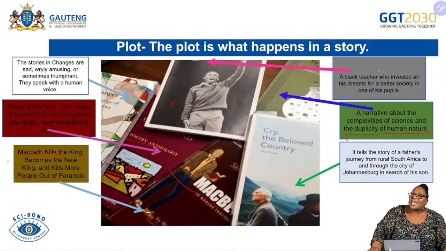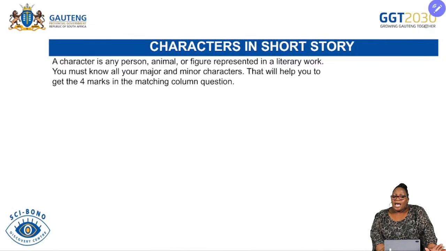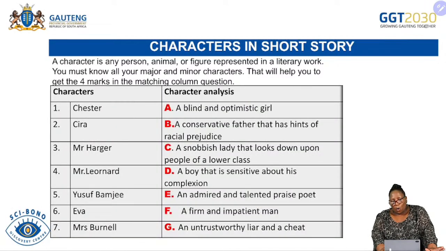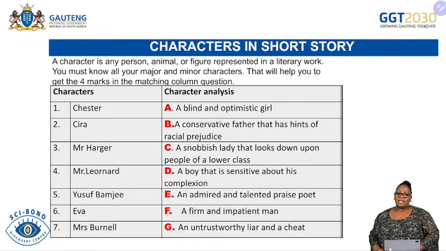And then our Macbeth character, the main character, does what? Kills the king, becomes the new king, and kills more people out of paranoia. Okay. Let's look at how we are going to get our 4 easy marks. I'm going to give you 2 to 3 minutes to look at the chart.